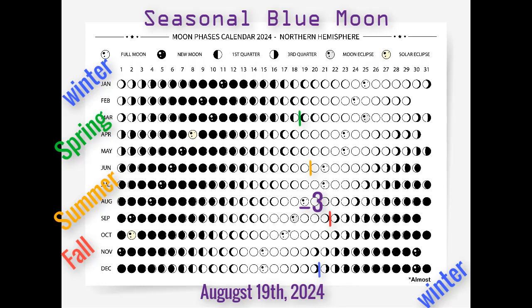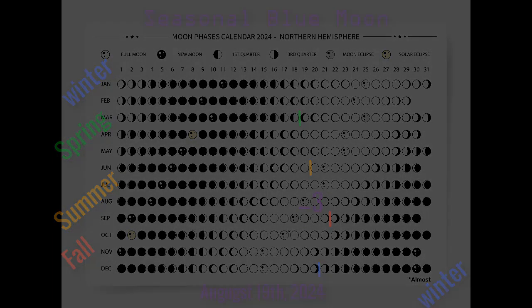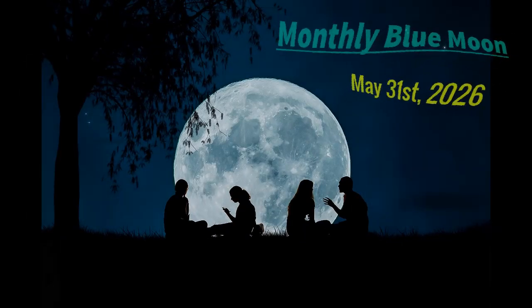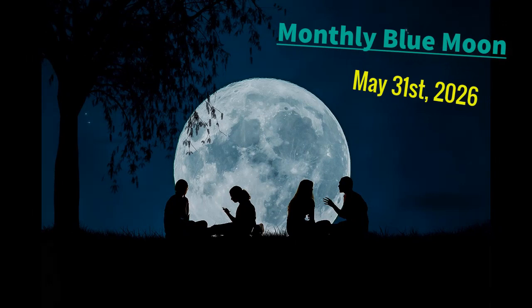And then weirdly enough, our next monthly blue moon is not going to happen until May 31st, 2026. So 2 years down the road. So yeah, this is going to be the second one of the month then.